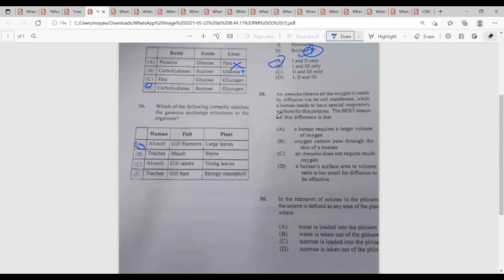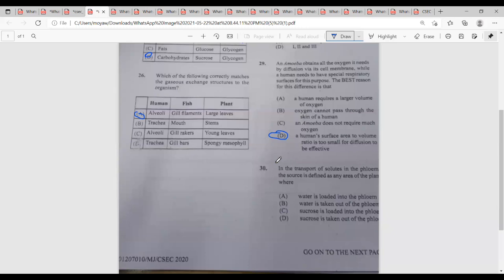29. An amoeba obtains all the oxygen it needs by diffusion via its cell membrane, while a human needs to have a special respiratory surface for this purpose. The best reason for this difference is that A, a human requires a larger volume of oxygen. B, oxygen cannot pass through the skin of humans. C, an amoeba does not require much oxygen. D, a human's surface area to volume ratio is too small for diffusion to be effective, and this is the option.